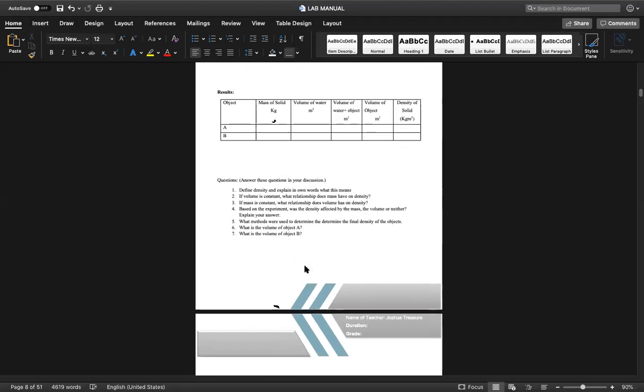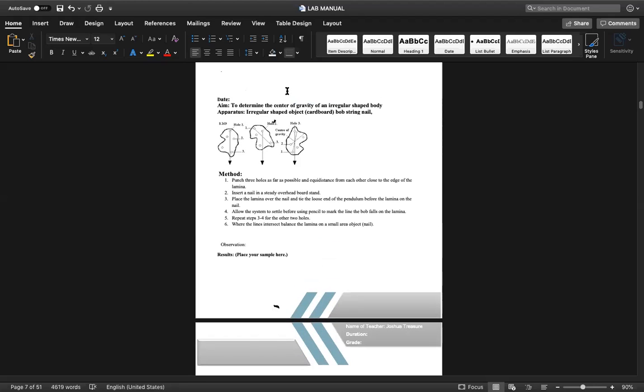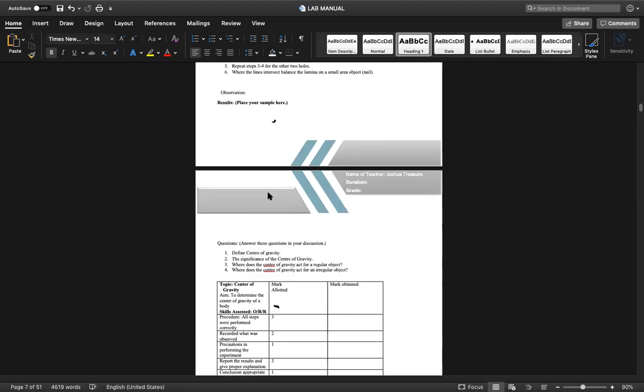Conclusion: ensure that you go back to your aim of the lab. The aim is to determine the center of gravity of an irregular shaped body. For your conclusion, you want to bring it back to the aim. So you could say something like: the center of gravity for an irregular shaped object is at the point at which these lines intersect. These three lines from hole 1, hole 2, and hole 3 intersect. That's the center of gravity. Then you get a mark for your conclusion.